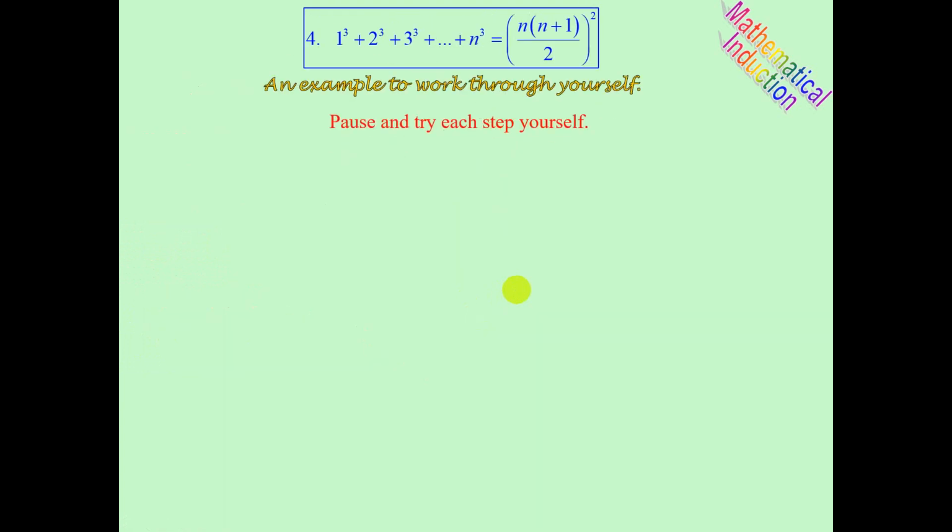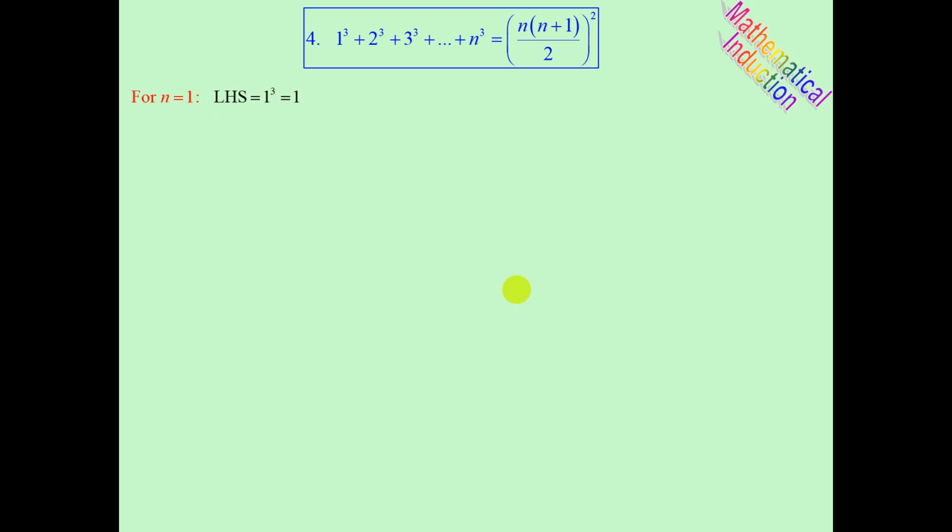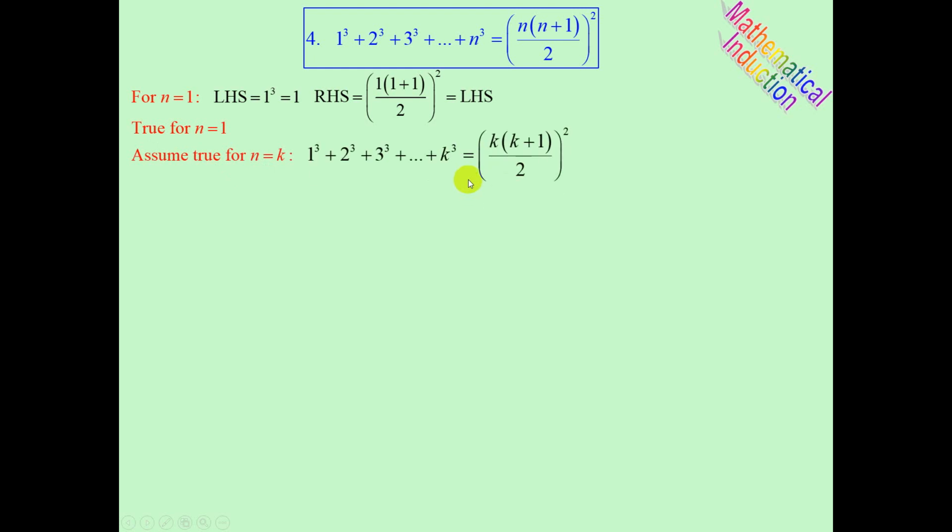Right, now this looks a bit heavier, but let's just be confident, go through it, treat it the same way. Left-hand side, n equal to 1, so it's the first term, 1. Right-hand side, substitute 1 in for the n, and we'll get 1. Strictly speaking, I suppose I should put the equals 1 there. All right, so true for n equal to 1. Assume true for n equal to k. So there we are. We repeat that statement with k instead of n.